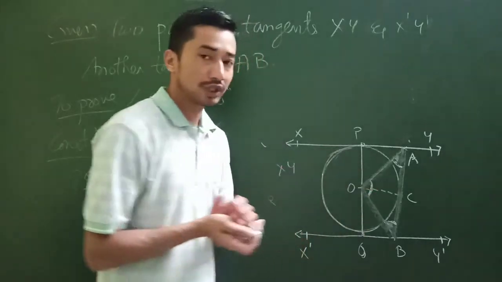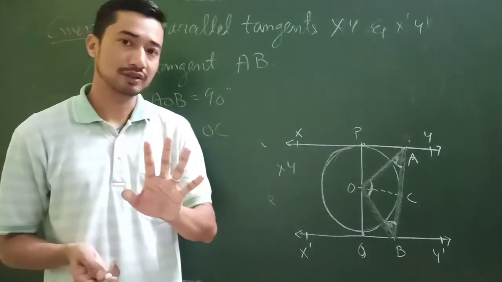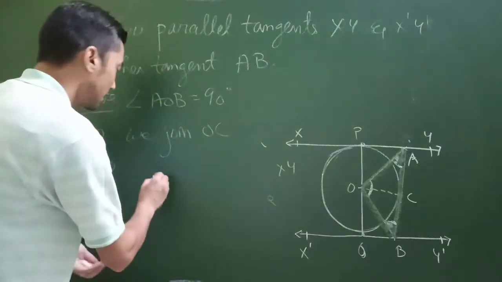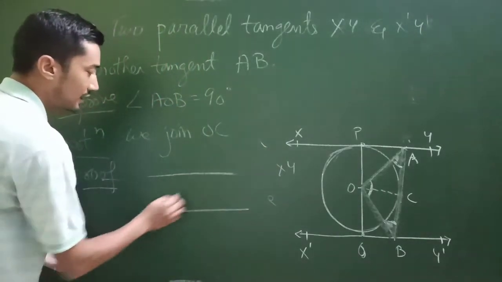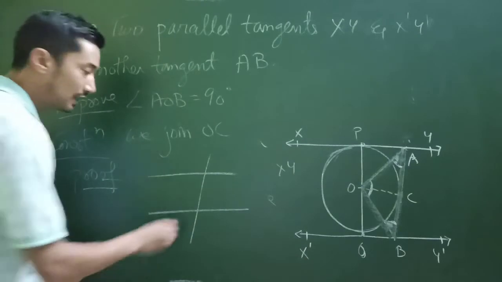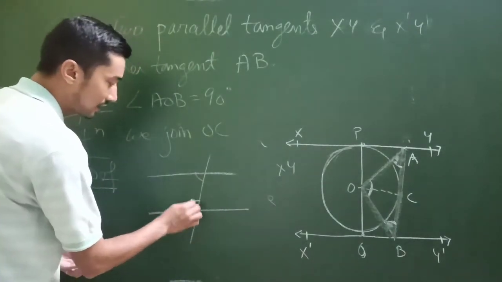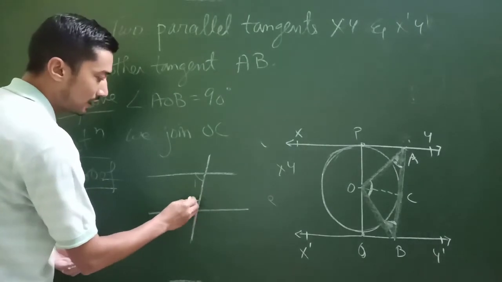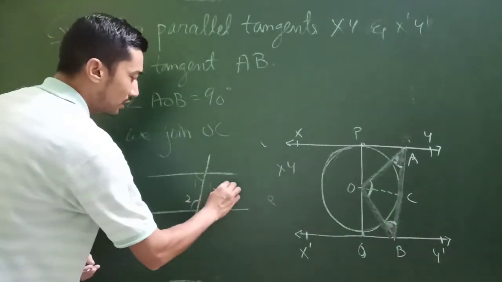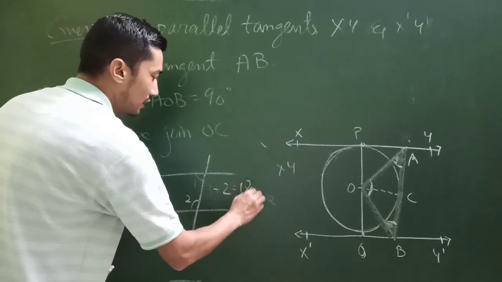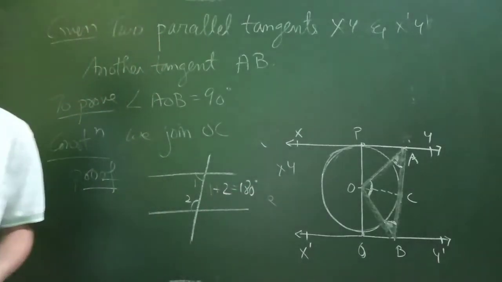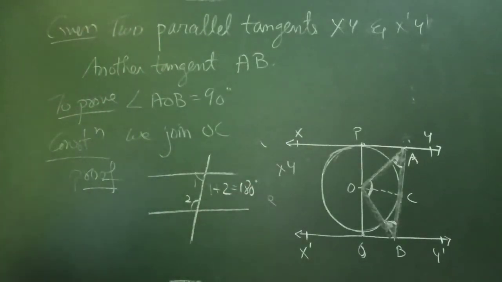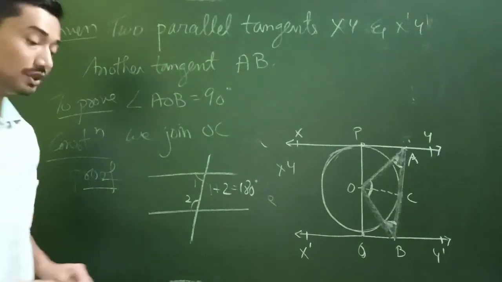See, 2-3 concepts we're going to use. First concept: when we have parallel lines and a transversal cuts through them, the sum of the angles on the same side of the transversal is supplementary. That means angle 1 plus angle 2 will be 180 degrees. That's one of the concepts that we are going to be using today.